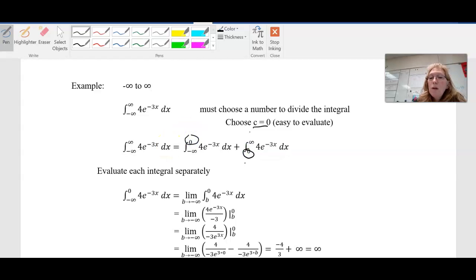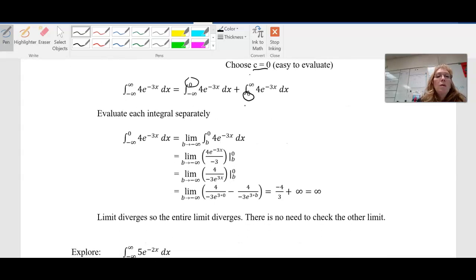So now we do the first one. I let b equal my limit, so it goes from b to 0. We do the antiderivative. So we have 4 over negative 3 e to the negative 3x, from b to 0. Plug in our 0, plug in our b. Well, e to the 0 is 1, so this becomes negative 4/3.